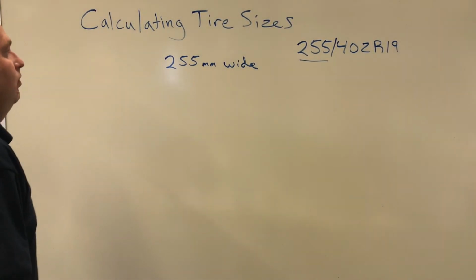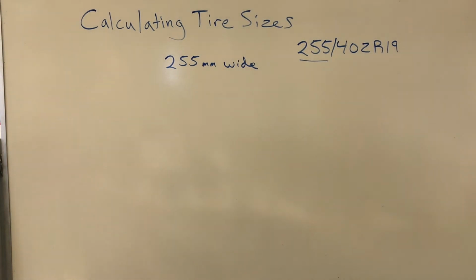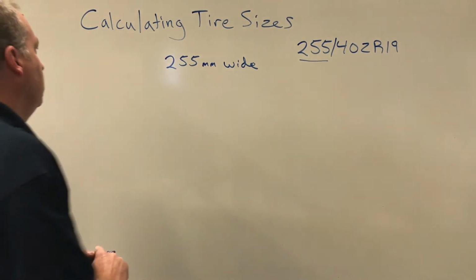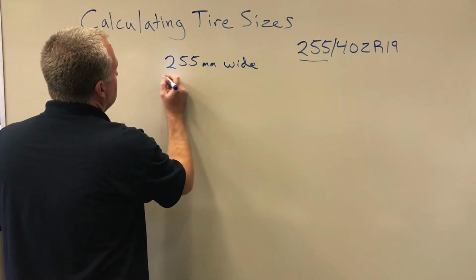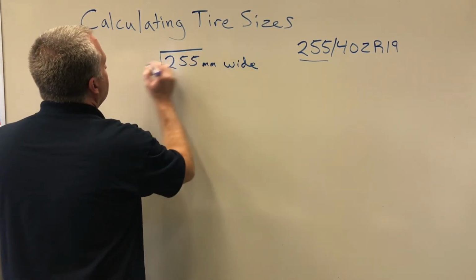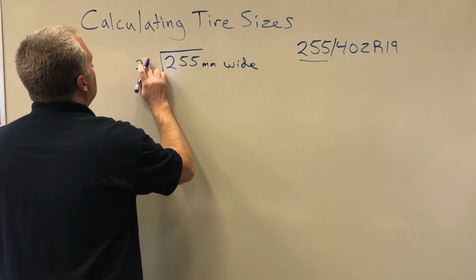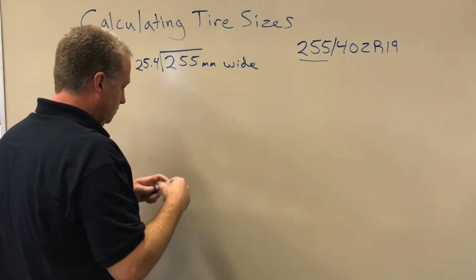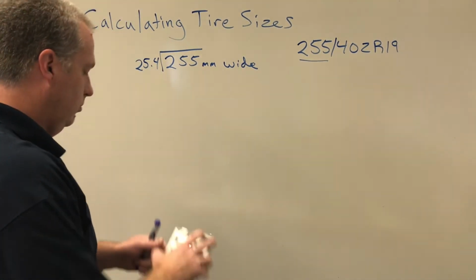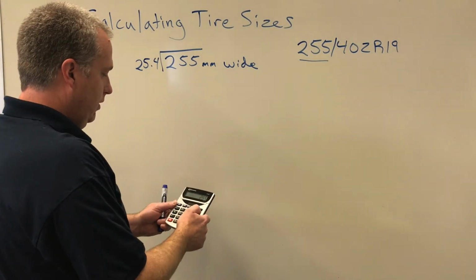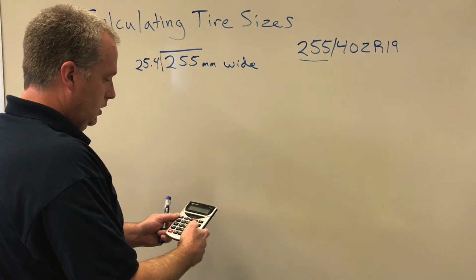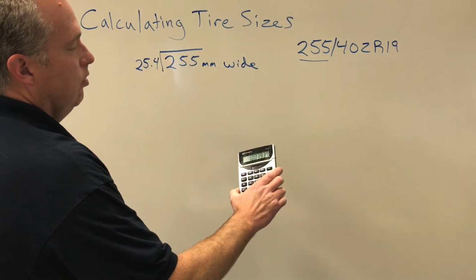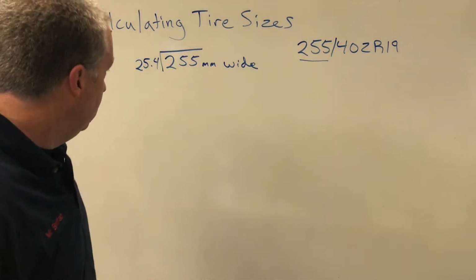If we want to find that out in inches, we basically just have to divide that by 25.4, because there's 25.4 millimeters in every inch. So I've got a calculator to make this faster. 255 divided by 25.4 equals 10.039 inches. So it's 10.04 inches wide.